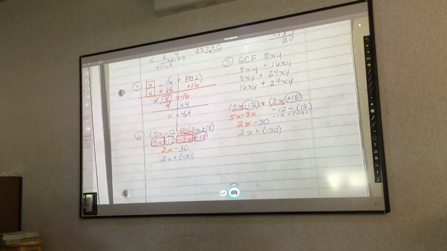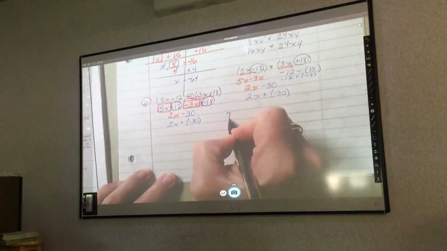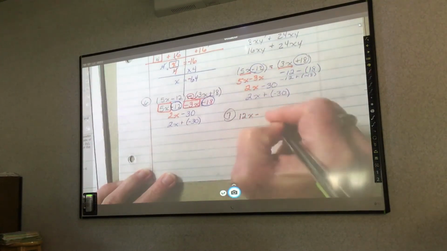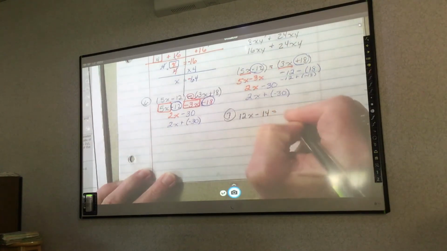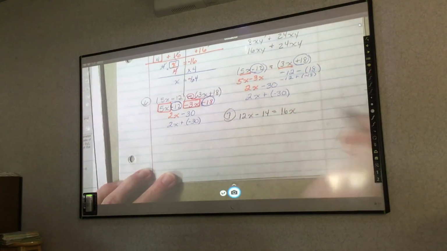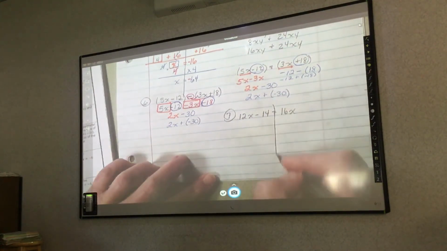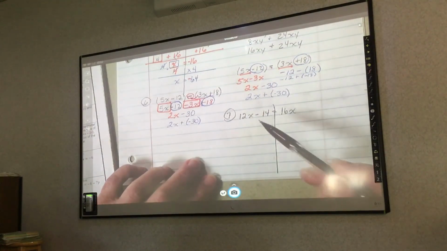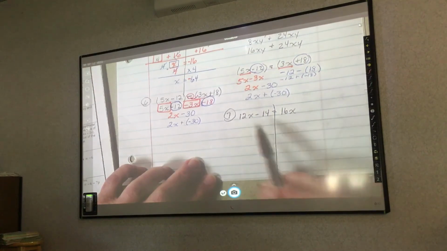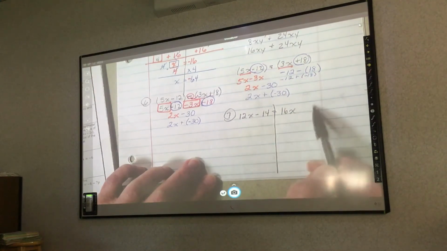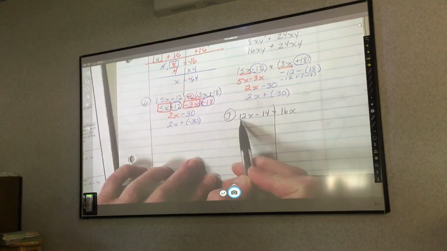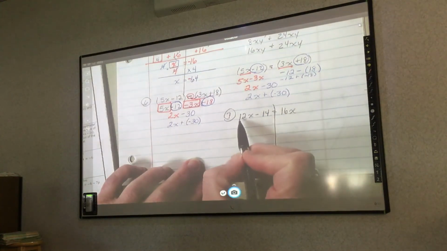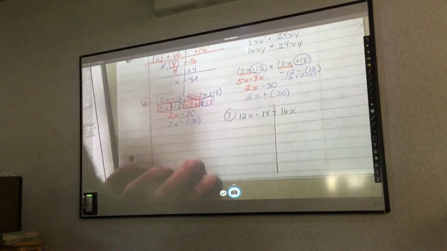Number 7. 12x minus 14 equals 16x. Draw my line because I have things on both sides. But what's wrong with the picture here? There's x on both sides. If there's no numbers over here, just bring this x across that magical line. If this is a positive 12x, what do I have to do to take it across that line?